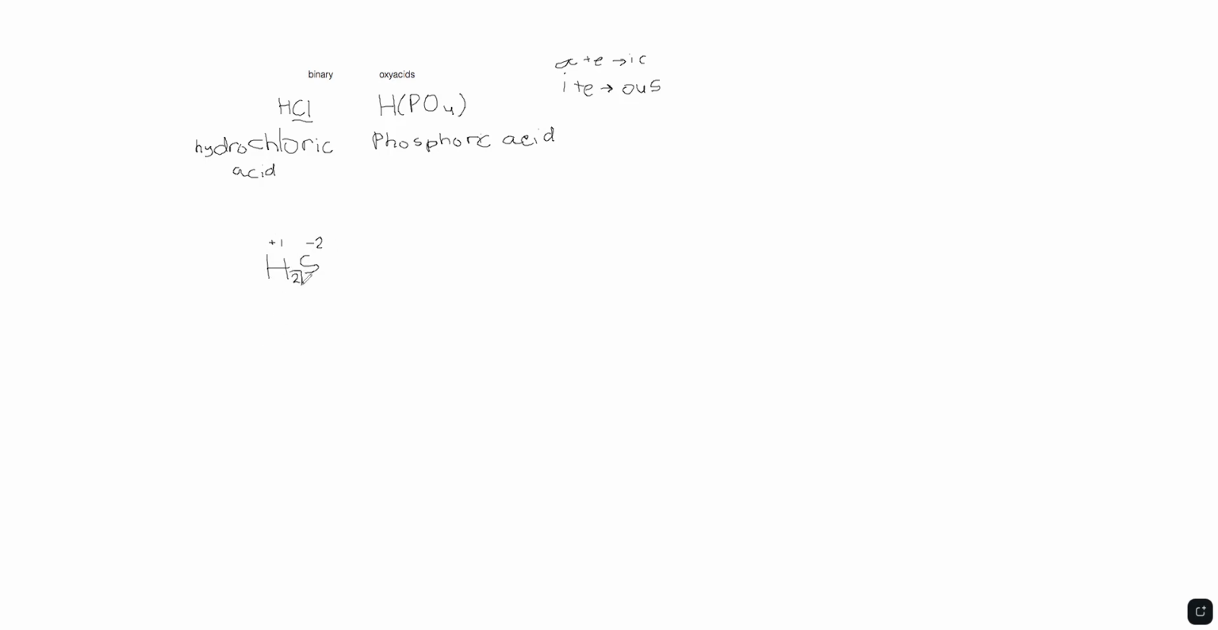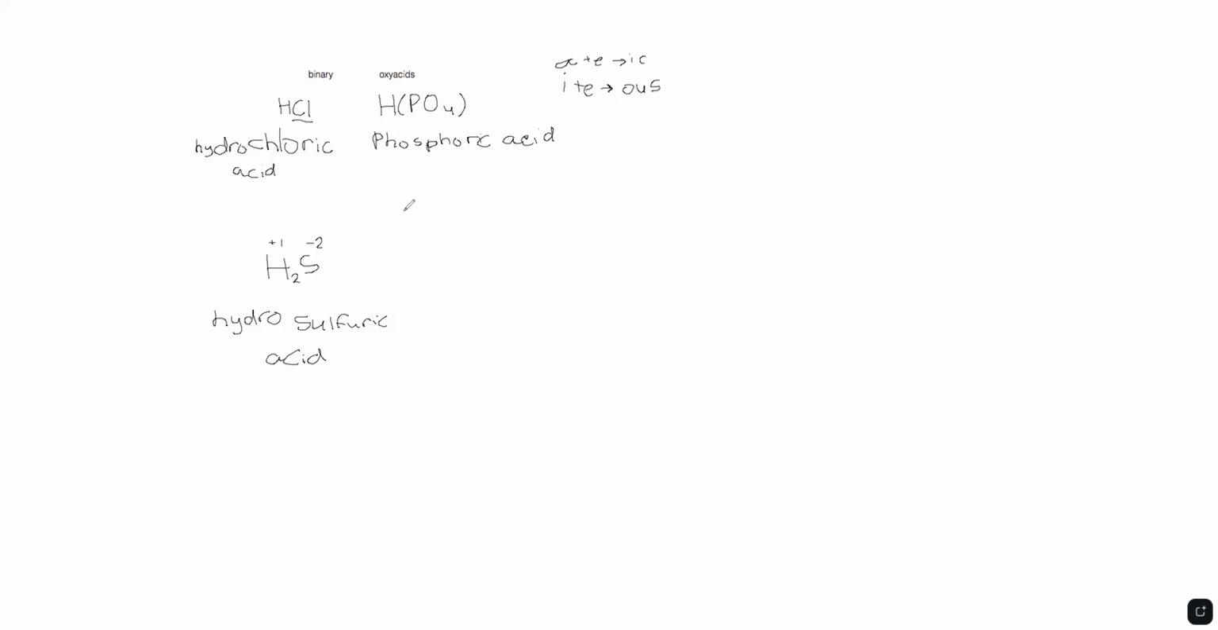So this 2 does not affect the name of the acid. It only affects the compound name when we're dealing with covalent compounds, not acids. So this is binary, so we're going to start with hydro. And then we have S. So just like with hydrochloric acid, we're going to start with sulfur. So sulfur is going to end in ic. So this is going to be sulfuric. And then acid. So H2S is hydrosulfuric acid.